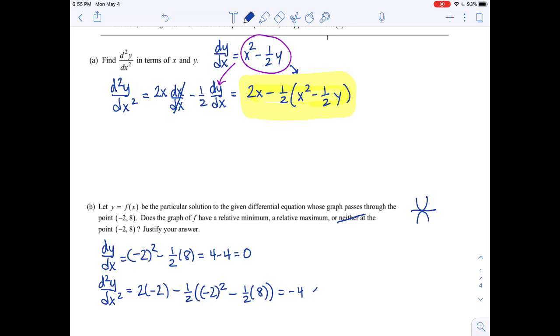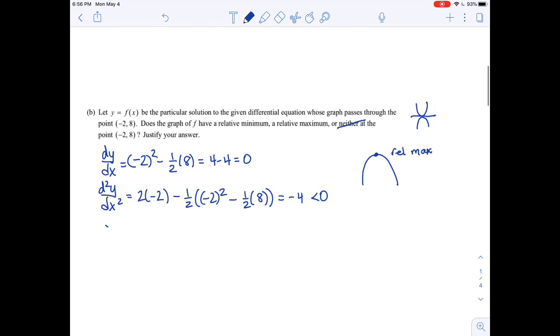Okay, watch that squared. And 8 for y. When you work that whole thing out, you should get -4, but more importantly, the fact that that comes out to be negative means you're dealing with something that has a turning point but is concave down, so therefore, this is a relative max.